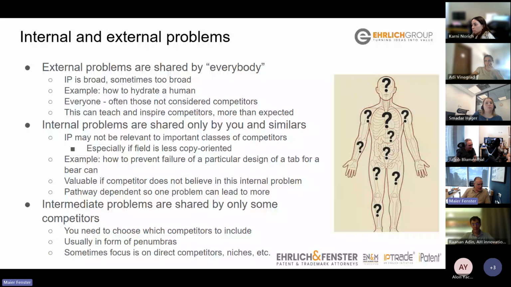Internal problems are ones that you have because you chose a particular solution. We chose to hydrate using glass cups. So now we have a question: how do we manufacture glass cups at a low price? That's a problem only we have. People making ceramic pots, they don't have that problem. Good? The IP, while it might help other people, will not block anybody who's not an exact competitor of what you're doing. And of course, you have something in the middle, so that's obvious.